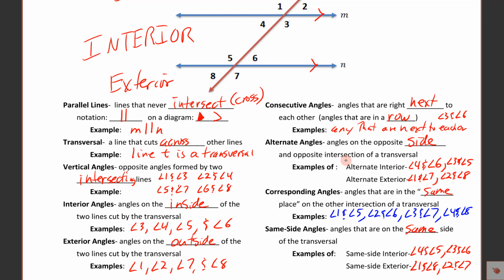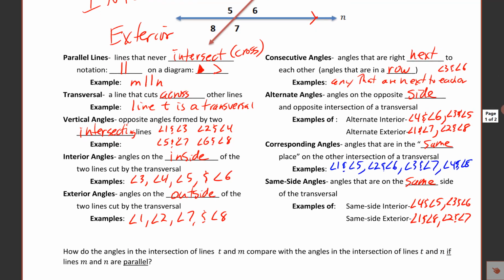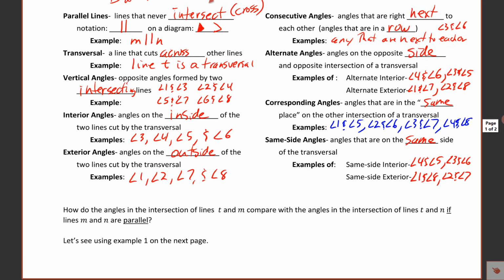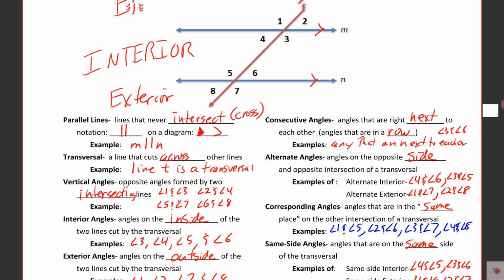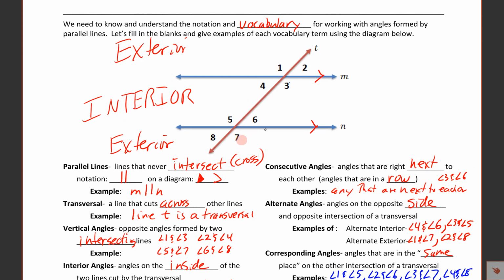For some of the assignments, all you need to do is identify the pairs that are indicated, and then we're going to use some more complicated ideas to figure out what's going on. So the next question is, how do the angles in the intersections of lines T and M compare with the angles on the intersection of line T and N if lines M and N are parallel? Okay, so what it's asking is, what can we say about these angles that we just talked about? We've got all these funky names for them if those two lines are parallel.